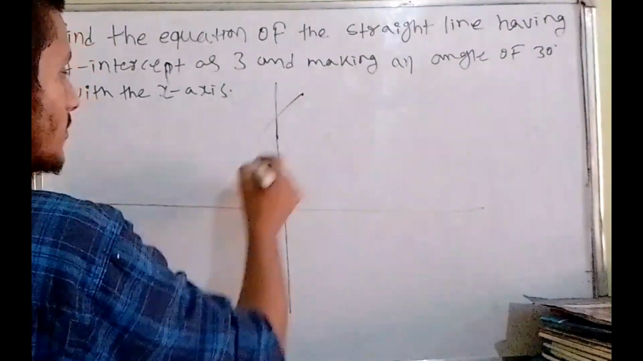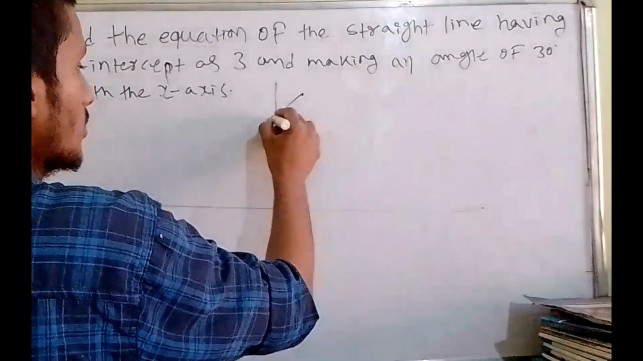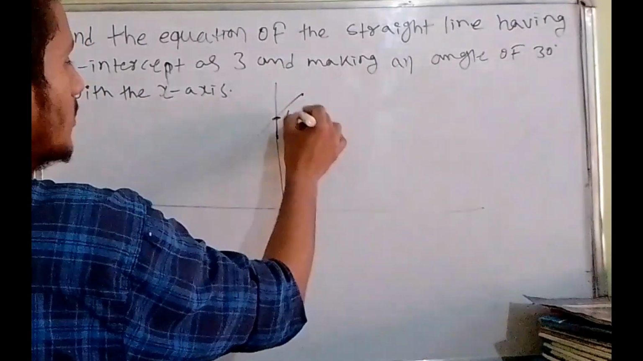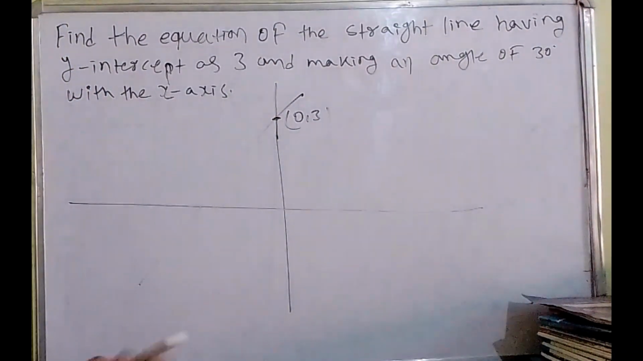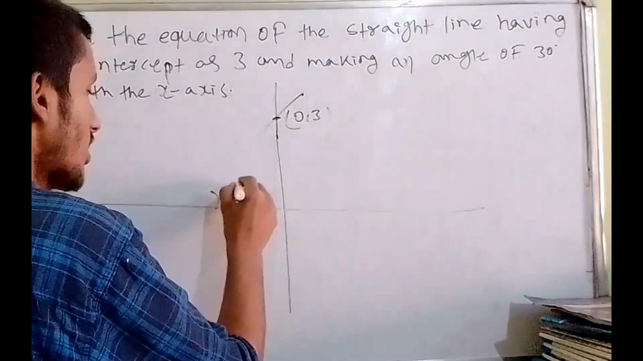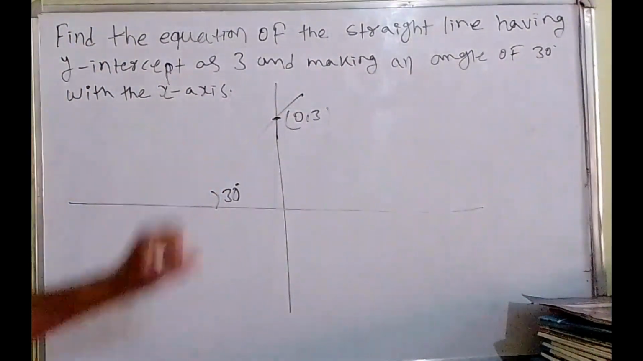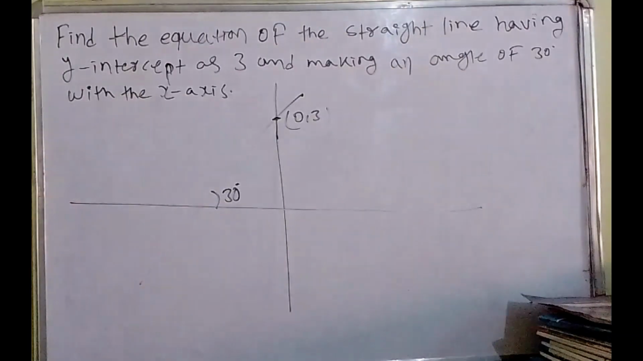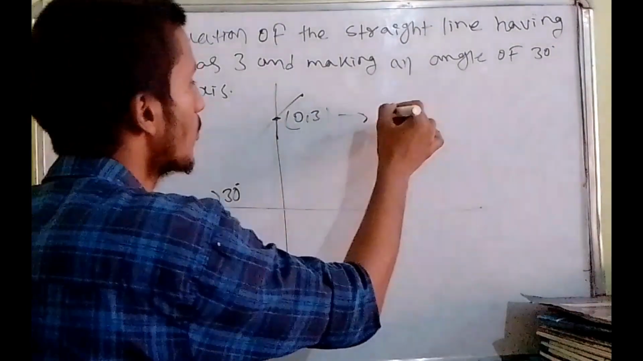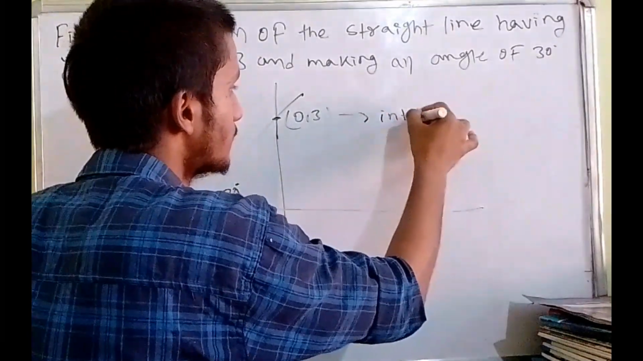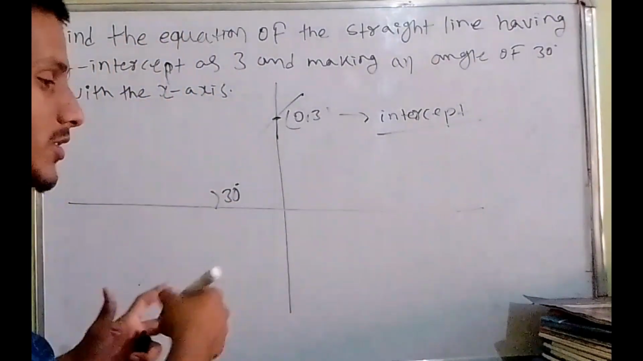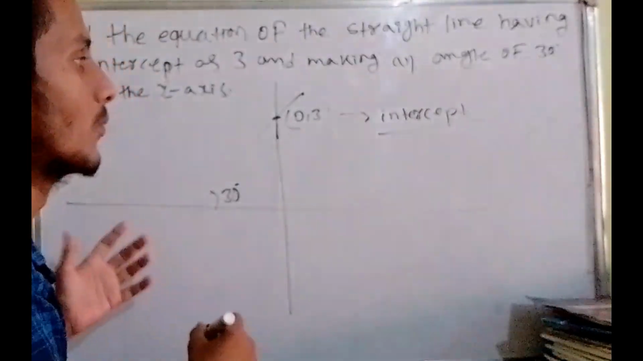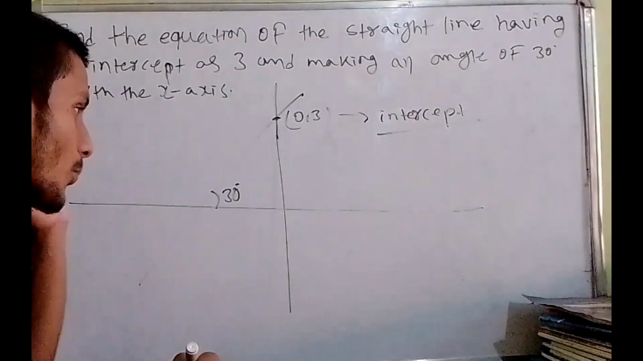So the y-intercept is 3, meaning this point is (0, 3). And it makes an angle of 30 degrees with the x-axis. This inclination or angle is 30 degrees. And then you're told to derive the equation of the straight line. Here you're given the y-intercept, so you might have already guessed which kind of form it is, based on the previous video: the slope intercept form.